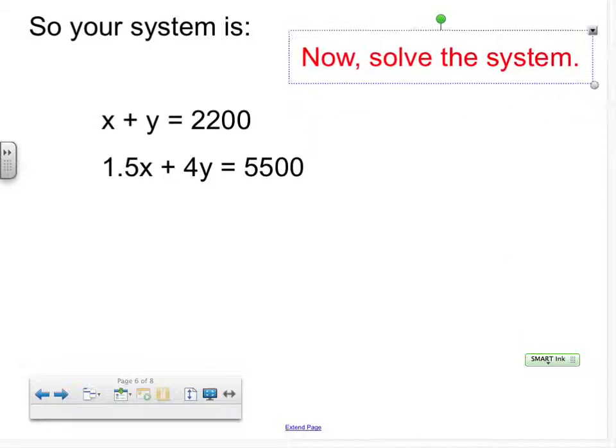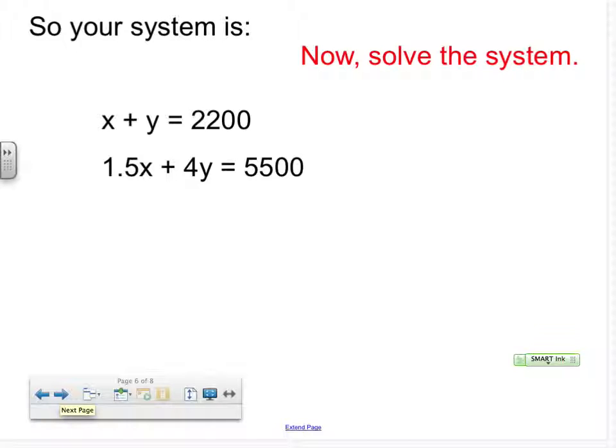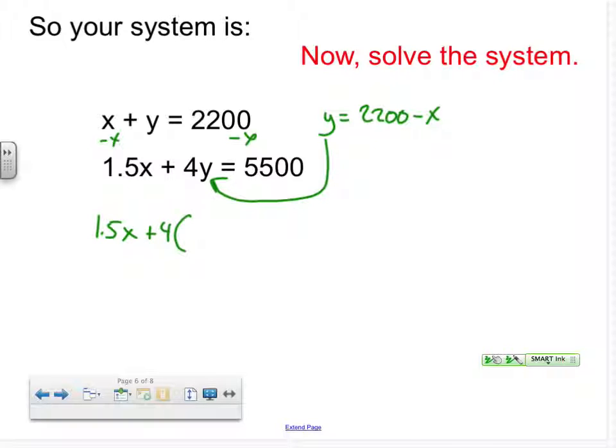Now let's solve the system. You can use whichever method you choose. You can use substitution, you can use elimination. It's up to you. I'm going to use substitution. So I'm going to take this first equation and solve for Y by subtracting X from both sides. So Y equals 2,200 minus X. We will substitute that in for Y: 1.5X plus 4 times 2,200 minus X equals 5,500. We will distribute.